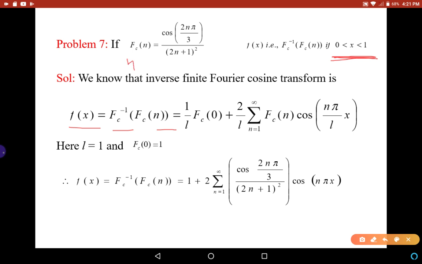So if we put n equal to 0 here, we get cos 0 is 1, and because n is 0 we get 1 here. Therefore fc of 0 is equal to 1. So this is 1 plus 2 times sigma, with fc of n given by cos 2n pi by 3 by 2n plus 1 whole square, into cos n pi x, because L is equal to 1. So this is f of x.